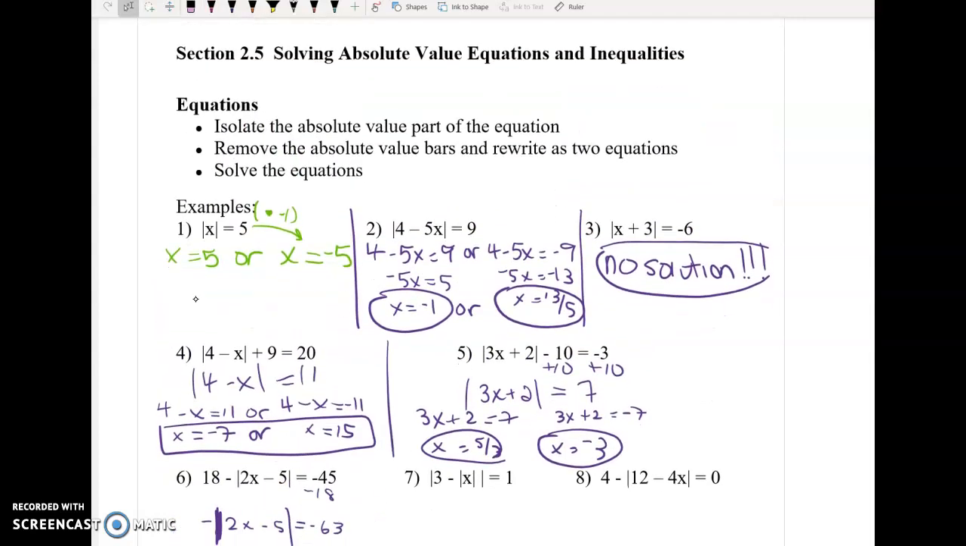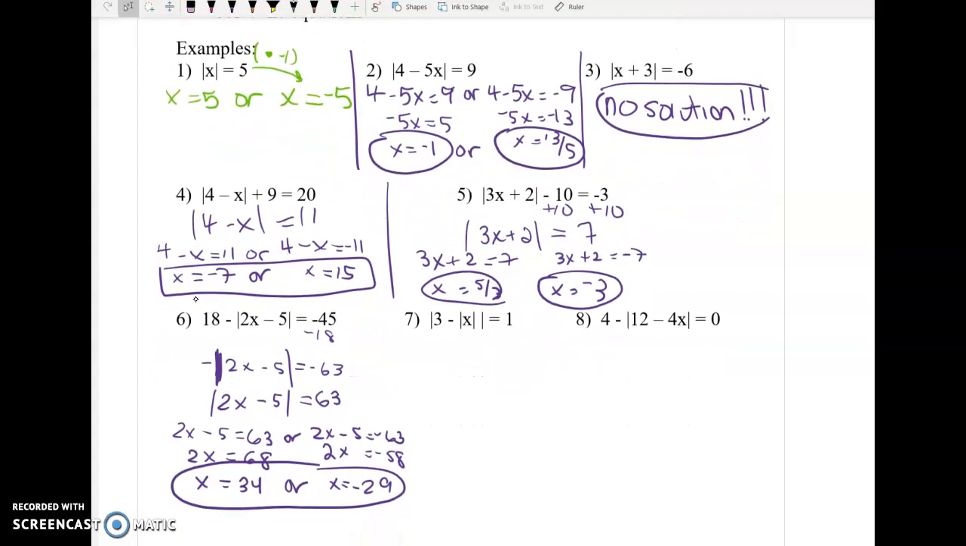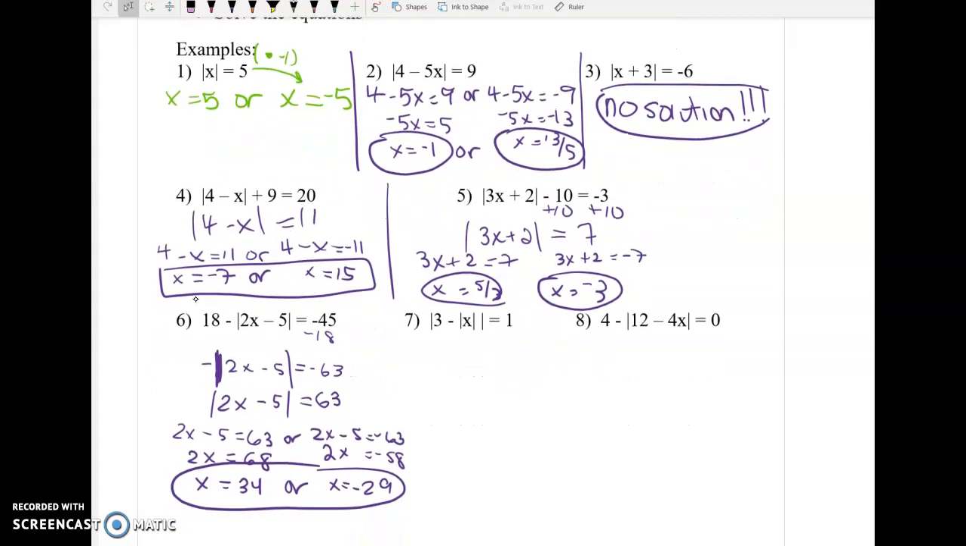Hey guys, so we're going to finish with section 2.5, solving absolute value equations and inequalities. In class, we did the first six, so right now we are going to do numbers 7 and 8. Number 7 is a little interesting because it has two absolute value bars, so we're going to focus on getting rid of the outside one first.